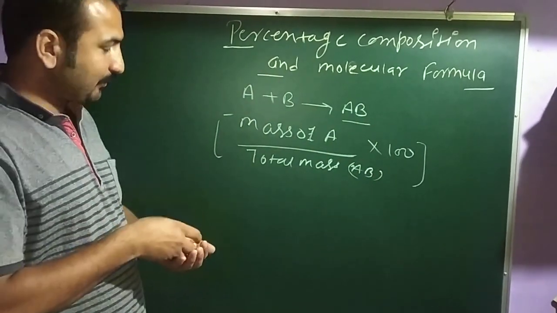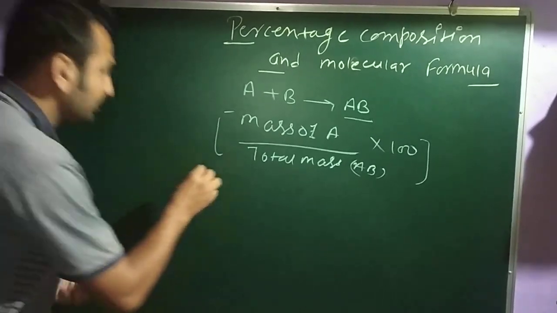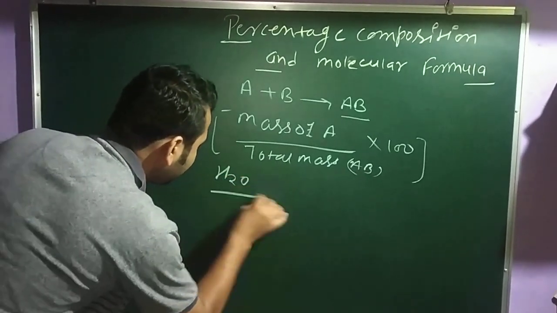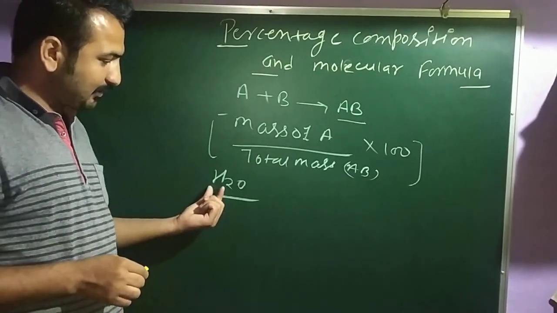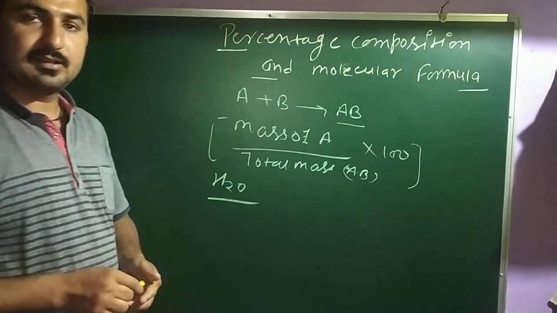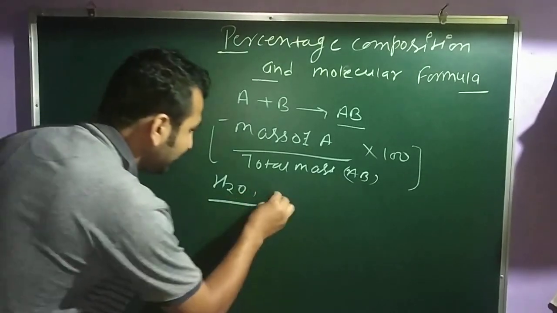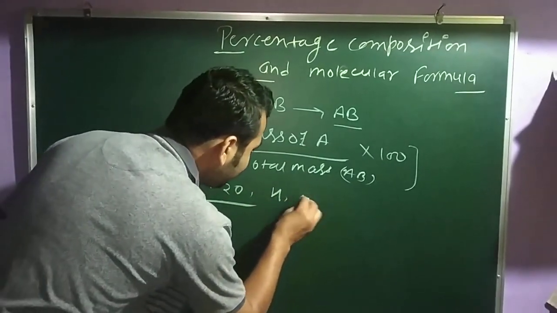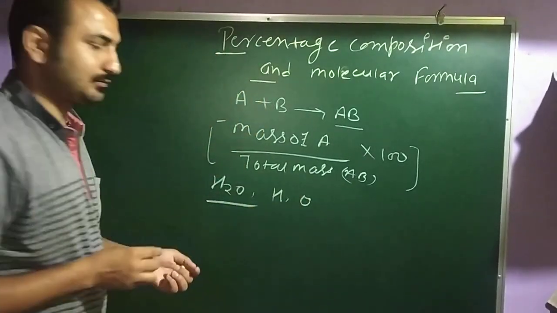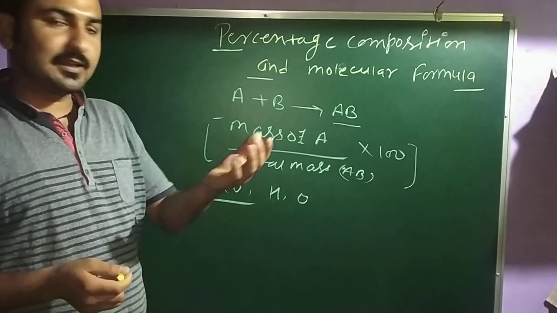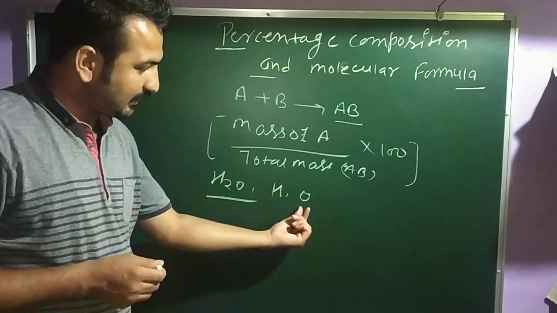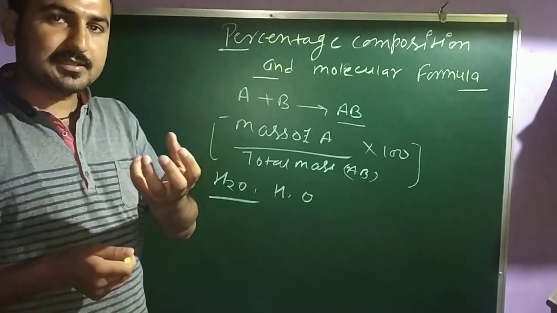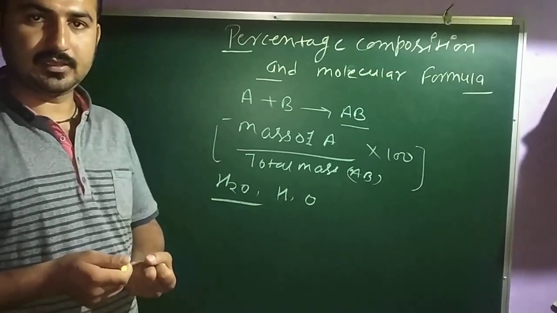For example, you have H2O, water. You want to know the percentage composition of hydrogen and oxygen in H2O. So I am writing here the H percentage and the O percentage. आपको सिंपल ये जानना है कि इस H2O इस वाटर के अंदर इस हाइड्रोजन और इस ऑक्सीजन का कितना मास कंट्रीब्यूट कर रहा है. क्लियर?